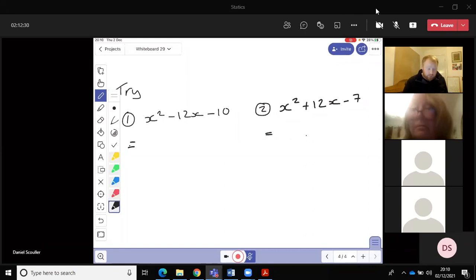Okay, so same process. That b term's getting halved. So x, that's going to be negative in this case. Looking at the answer for the second one, negative 12 over 2, that's going to be squared. Negative 12 over 2 squared, negative 10.